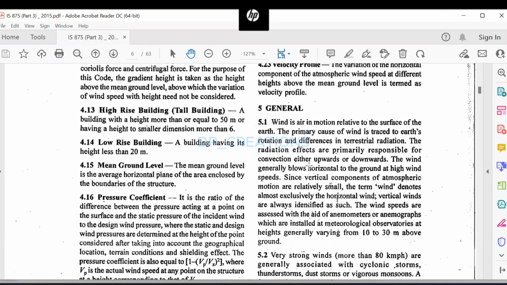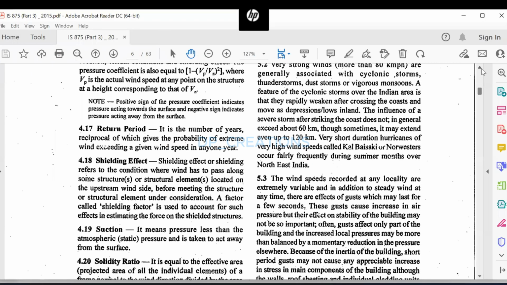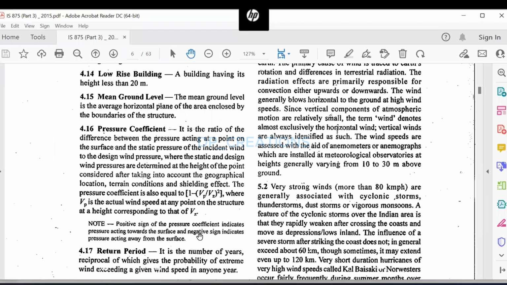Now, low-rise building: the building having its height less than 20 meters. That means around 6-story. So for around 6-story buildings, you can take it as a low-rise building. Now, mean ground level. So it's clear what is a tall building and what is a short or low-rise building. So pressure coefficient, that's what we will find out.